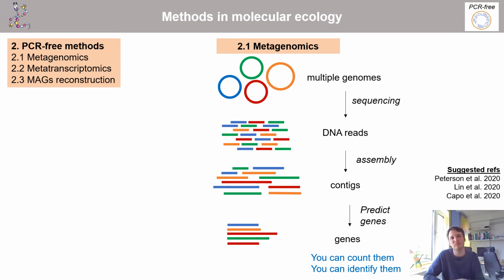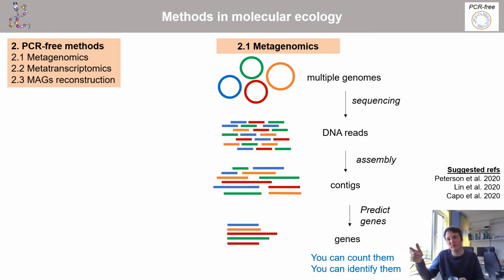I will now go quite quickly on the PCR-free method. Basically, what you have to understand is you take a water sample, you extract the DNA, and you try to sequence everything from that. This is metagenomics. In your water sample, you have multiple genomes, right? Once they are sequenced, those genomes are fragmented into DNA reads, so you will see the word read a lot in papers about Hg or mer genes. Reads are just short fragments of DNA.